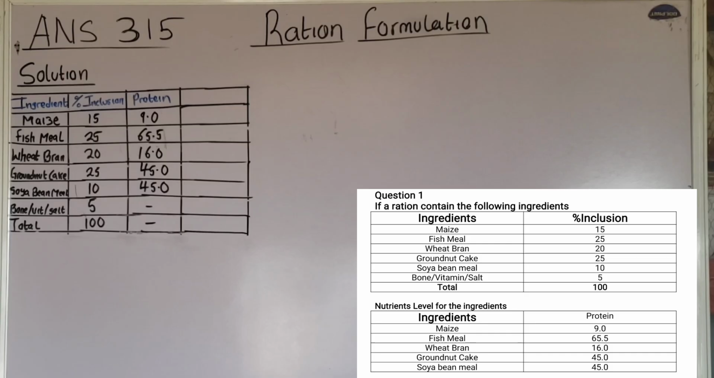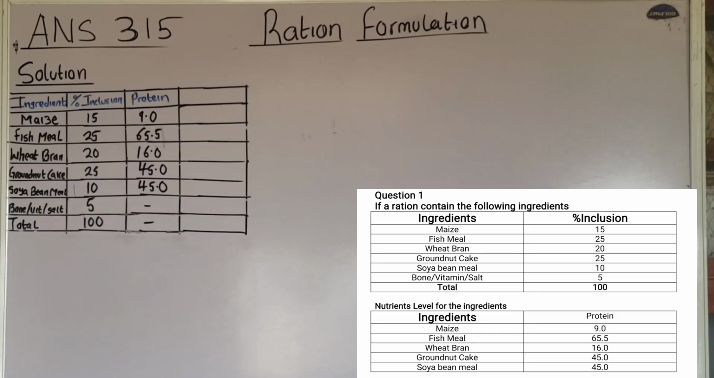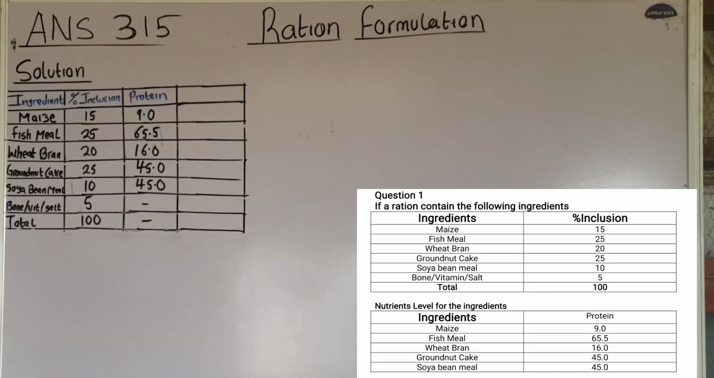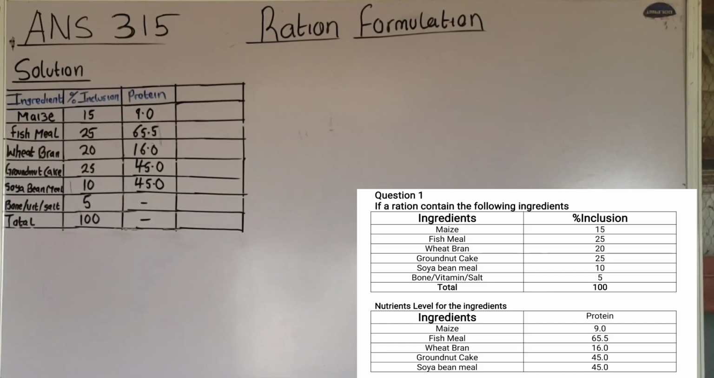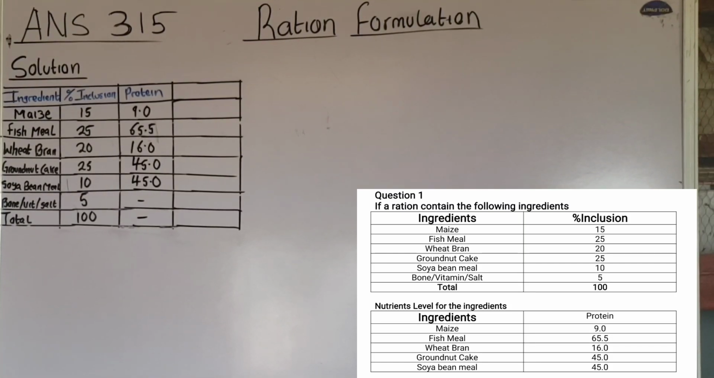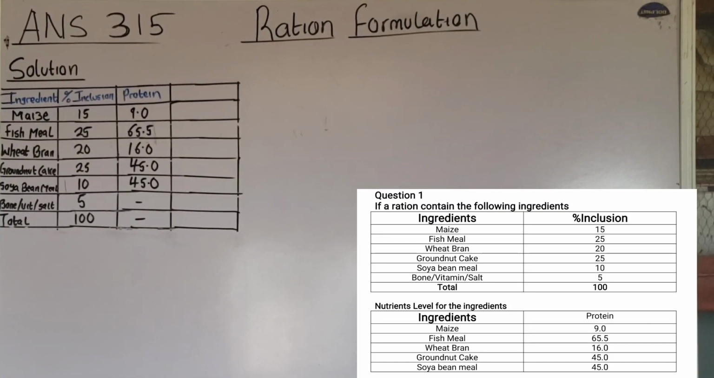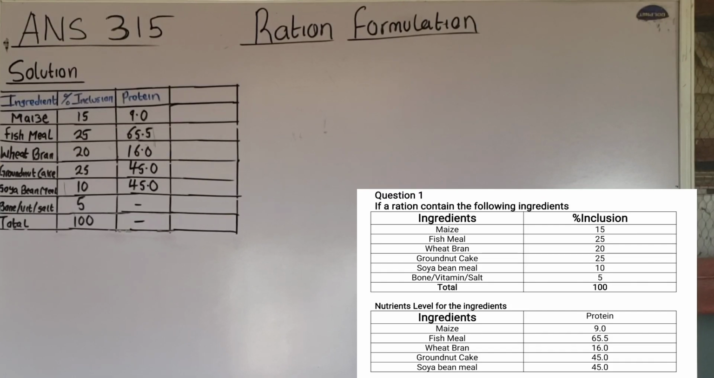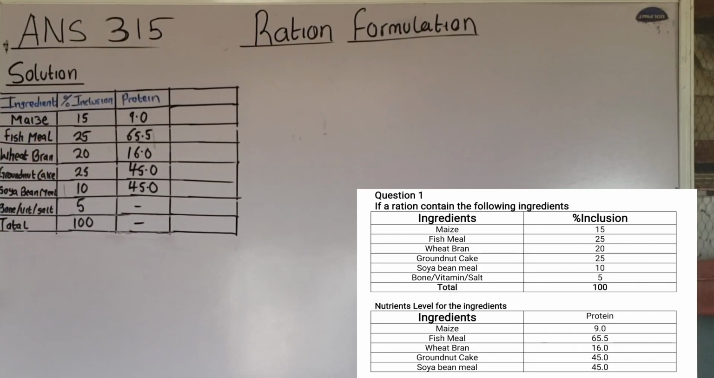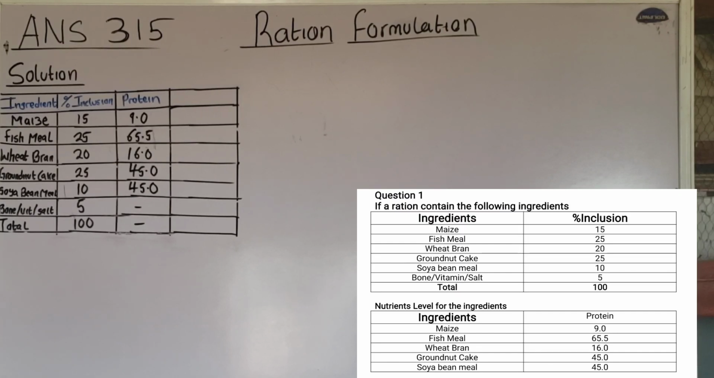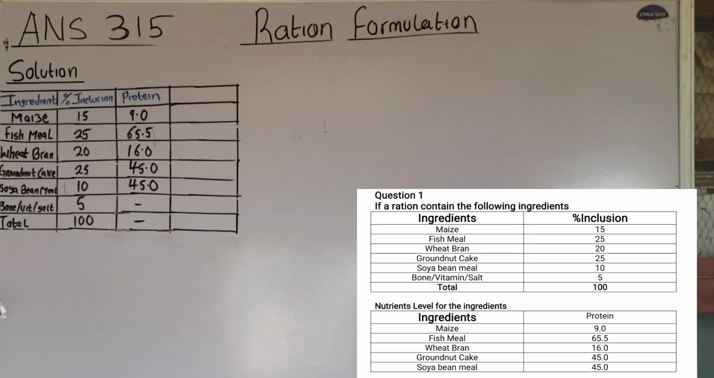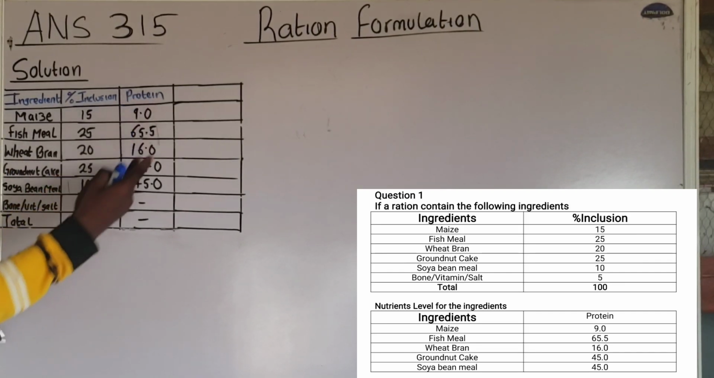Okay, how do we do that? To calculate the protein level of the diet, we need to calculate the individual protein level. Do you understand? That is why I reconstructed the table. On this table, we have the ingredients, which have been given in the question: maize, fish meal, wheat bran, groundnut cake, soybean meal, bone, vitamin, and salt. And we have the percentage inclusion. If you look at the first table, you will see the percentage inclusion of each ingredient. And then in the second table, we have the ingredients as well, and we have the protein level.